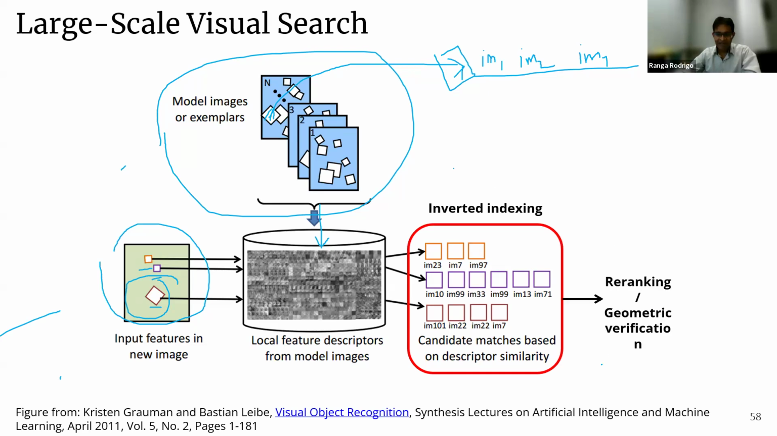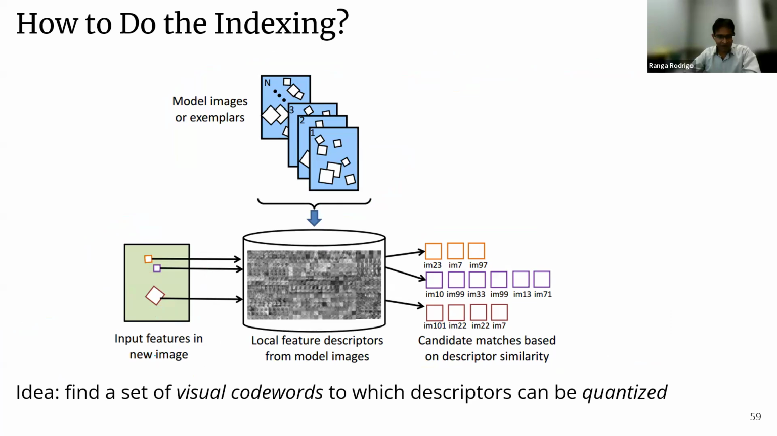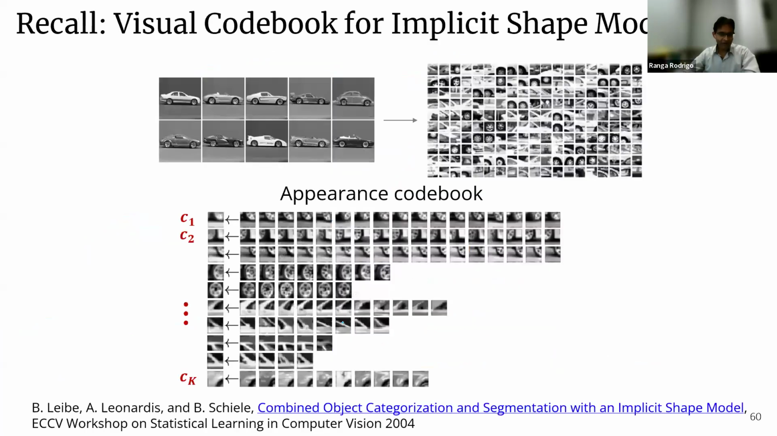So then ranking and geometric verification happens after that. Geometric verification means the geometric arrangement of the features here must be there in the retrieved image also. How to do the indexing? Idea: find a visual code word to which descriptors are quantized. So descriptors are quantized. So here's a pictorial example of that.